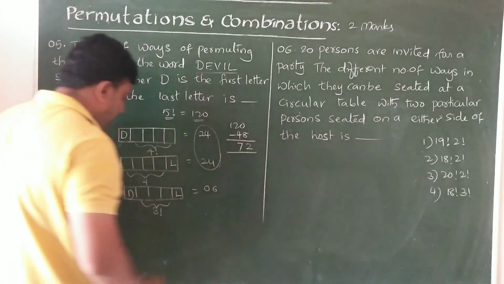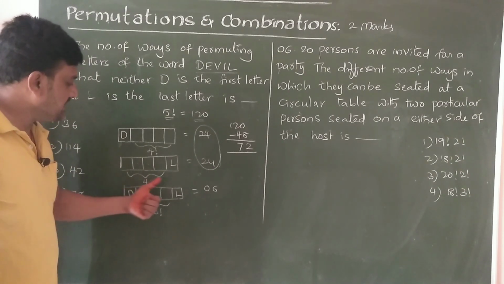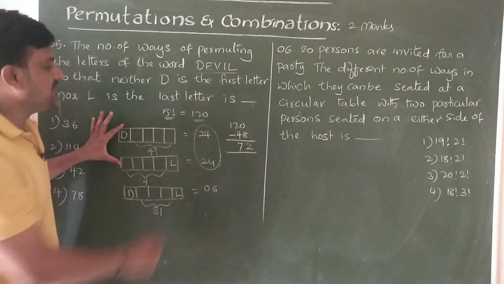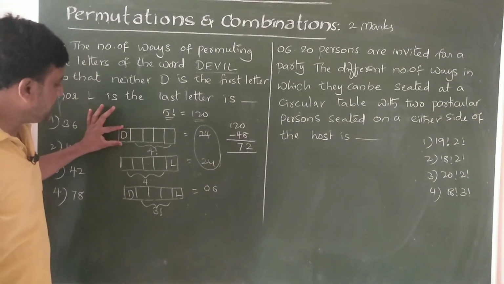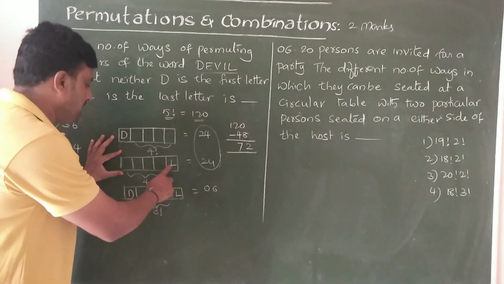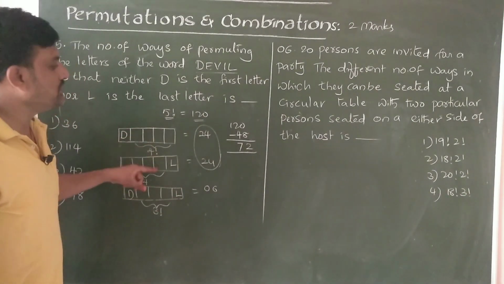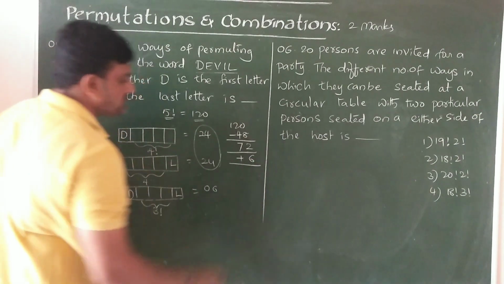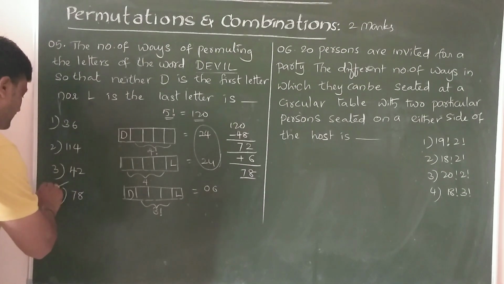Okay. Now the remaining one: the number of words that begin with D and the number of words that end with L, total 6 are included in these 24. Yes or no? Because the number of words that begin with D may end with L, and the number of words that end with L, maybe some words begin with D. So these are repeated 2 times. So that's why we subtract 1 time here. Now that is 78. Our option is the 4th one.